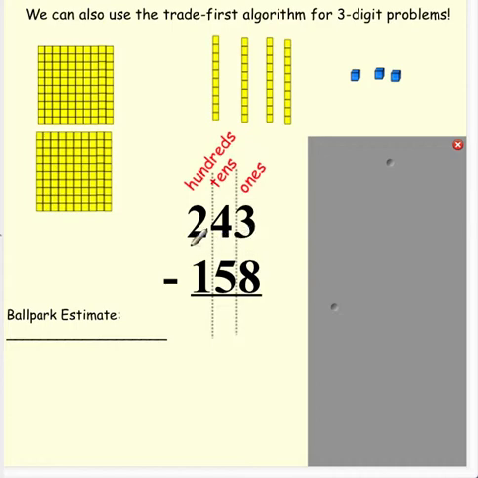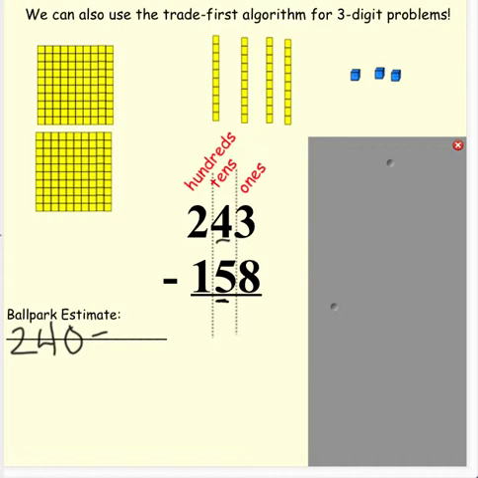I can either estimate it to the hundreds or estimate it to the tens. I'm going to estimate it to the tens. So this 2 here in the hundreds place is just going to stay like it is. And then when I want to estimate to the tens, I look at the number to the right of it. It's a 3. That's smaller than 5, so the 4 is going to stay the same. And that 3 will turn into a 0. So 240, take away.